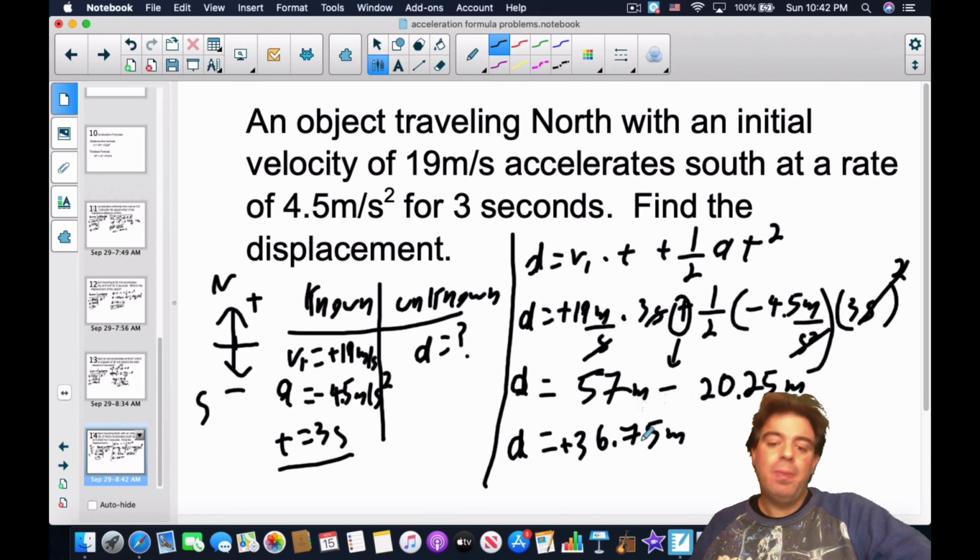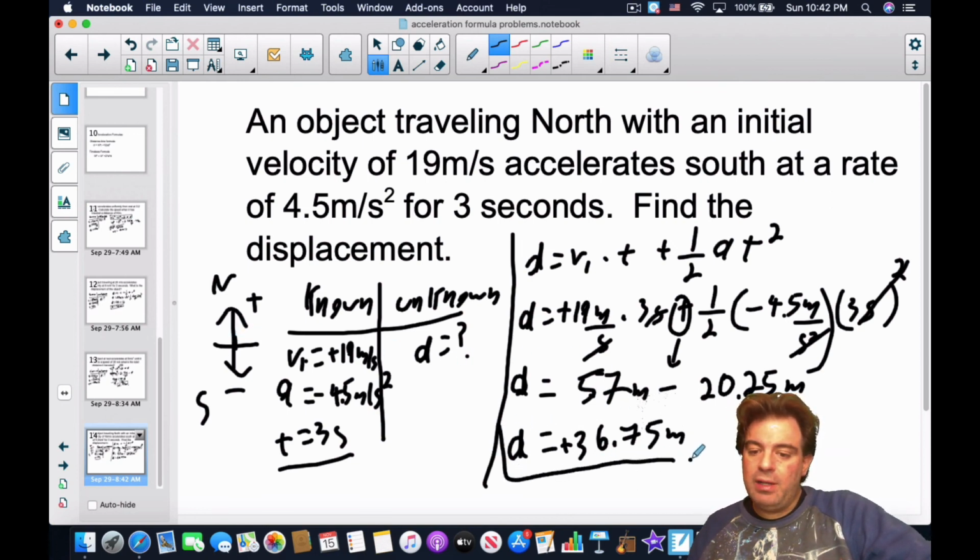36.75 meters. In other words, it decelerates as it's moving up north, it decelerates by 4.5 meters per second squared, and because it's pointing in the opposite direction, it's going to slow down, and it is going to travel a distance of 36.75 in the positive direction, which in this case is north.